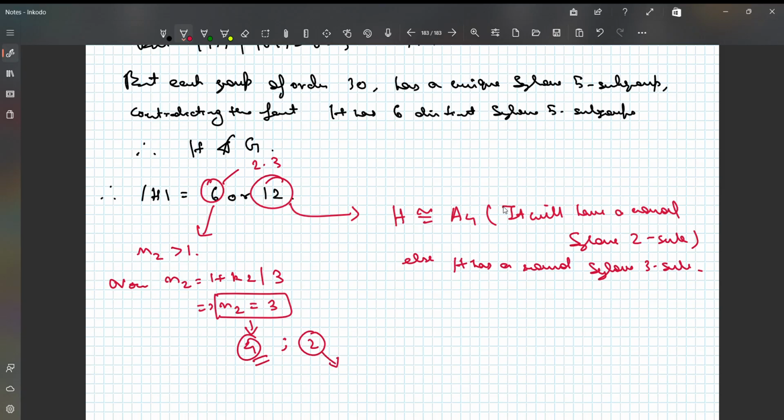So considering these two elements plus the identity element, we get the Sylow 3 subgroup, because it will surely exist. But the only possibility for a Sylow 3 subgroup is that it needs to be unique, because it has exactly three elements to consider, right? Therefore, if n2 is not equal to 1, then we have a unique Sylow 3 subgroup, else it will have a unique Sylow 2 subgroup.